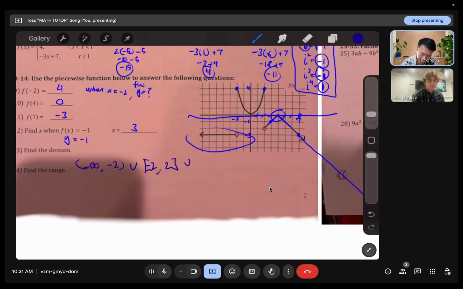And then union, a cut. And then you're going to go from the positive 2 to infinity, the way it's pointing to. It's not just pointing down, it's pointing also way to the right.